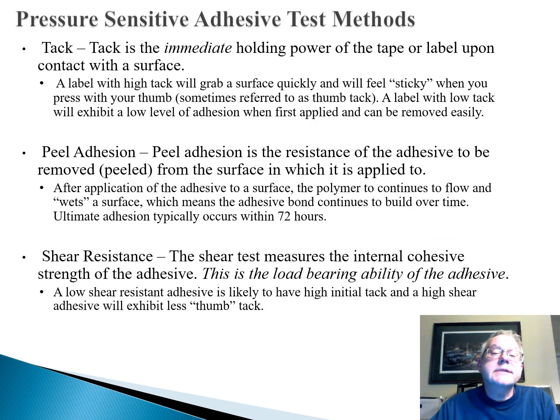These are some of the standard tape testing. The first is tack, which is the immediate holding power or how sticky the adhesive feels. Peel adhesion is the resistance of the adhesive to be removed from a surface once it's applied to it. And shear resistance. This is basically the load-bearing ability of the adhesive, or how much weight it can hold for how long.